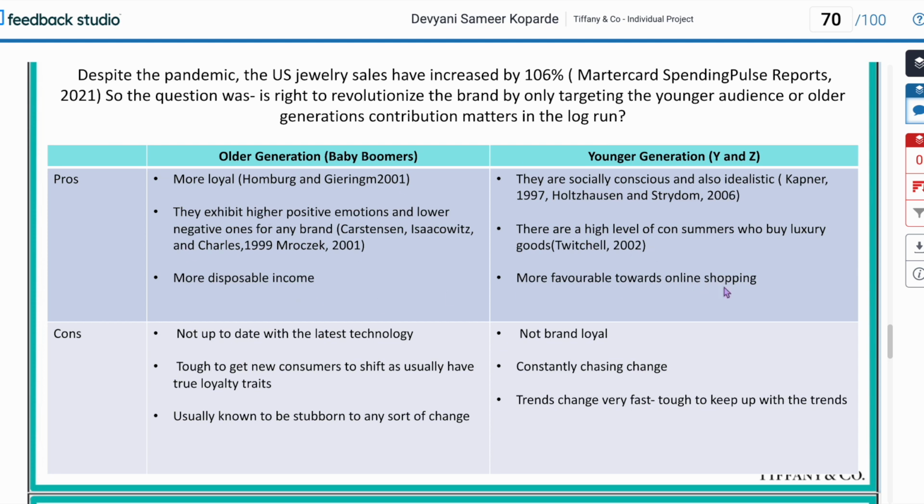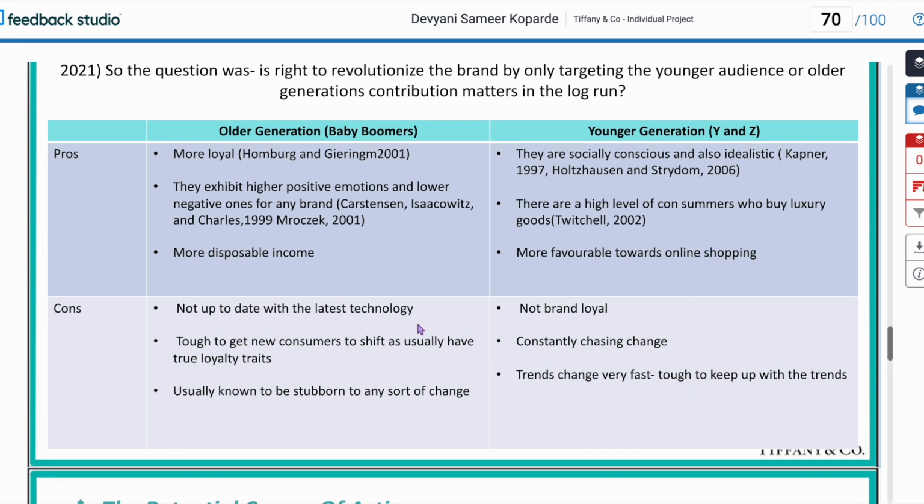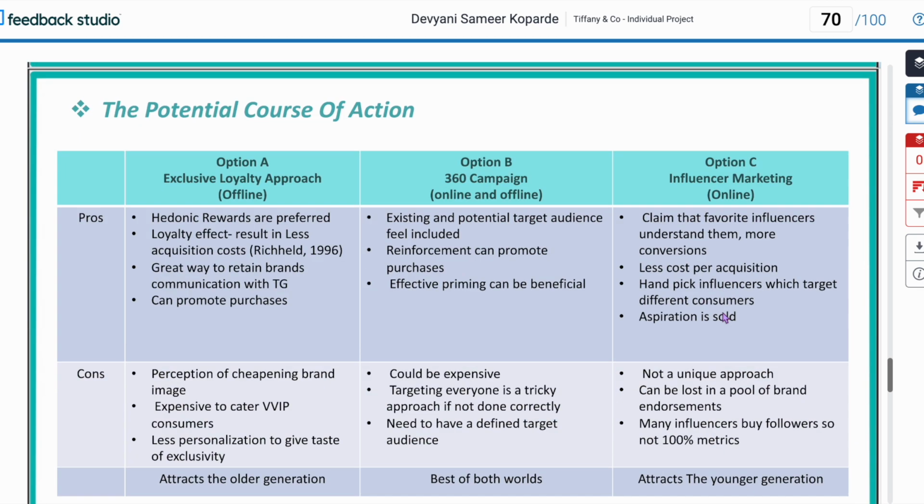So I have explained what the pros and cons of the older generation are, and what the pros and cons of the younger generation are. That's a pretty basic slide again. I have given a lot of citations. So here we have four citations in this.